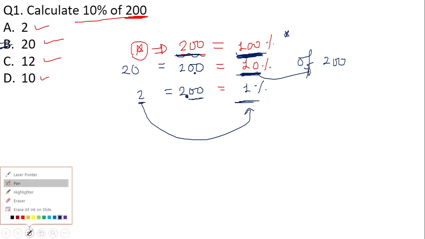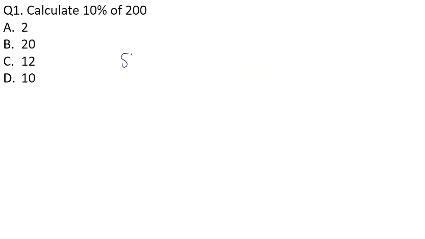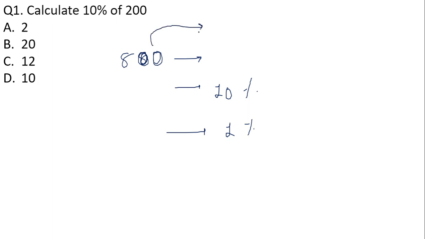One more example I would like to give you over here is, for example, the value is 800. So we have to calculate the 10% of 800 and 1% of 800. Now what I'll do here is simply consider this 800 as 100%.